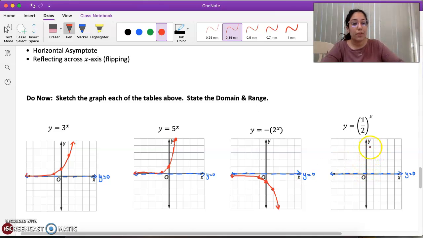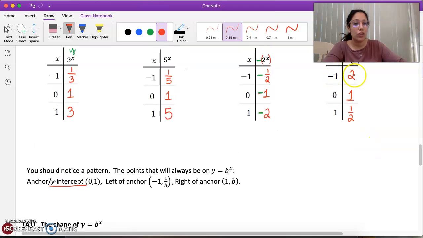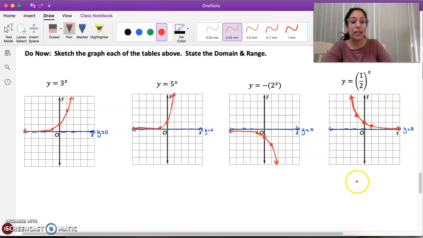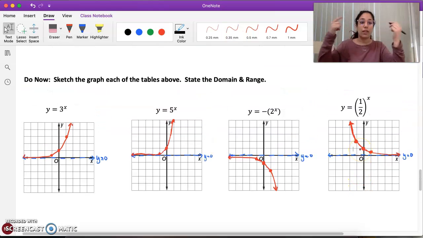And lastly, let's look at what happens with this. We have (-1, 2), (0, 1), and (1, 1/2). So what is happening here? It is actually not exponential growth, but exponential decay. And so it looks like that, still with that horizontal asymptote at y equals 0. So it is decaying. It is getting smaller and smaller as x gets bigger and bigger. And we will continue to go over these next class.